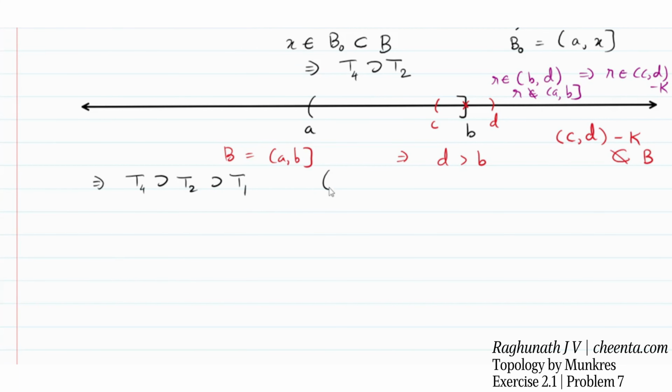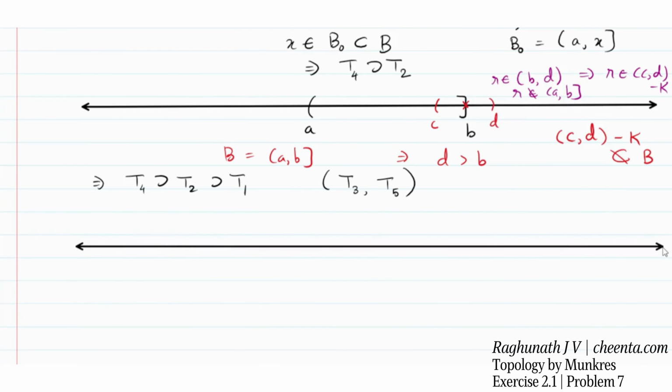Now the only things to consider are T3 and T5. Now if you consider the topology T3, which is the finite complement topology, with T1, I will tell you why I am comparing it like that, because you will directly get T3 to be coarser than T1, which means T2 is finer than T3 and T4 is finer than T3. Right.